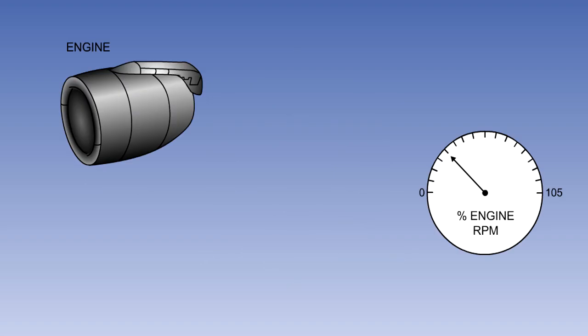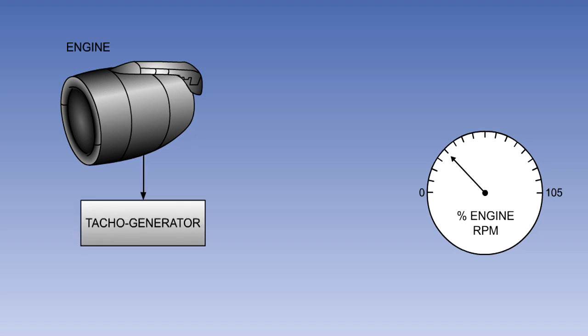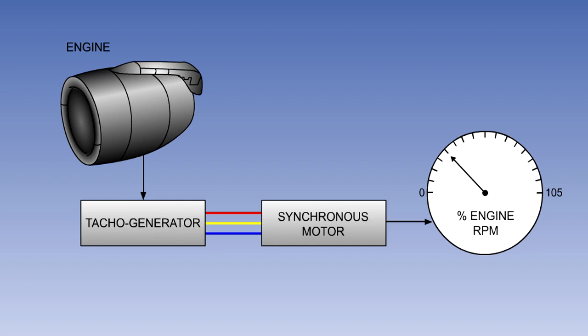Synchronous motors are often used on aircraft to indicate engine RPM. A small 3-phase AC generator, known as a tacho generator, is driven by the engine, so that the frequency of its output will be directly proportional to engine speed. The electrical output is used to drive a synchronous motor in the RPM indicator. The operation of this instrument is fully explained in the instrument's lessons.